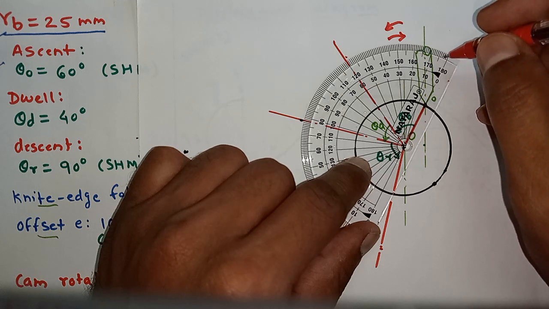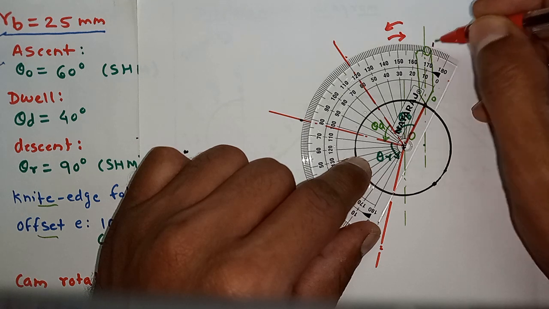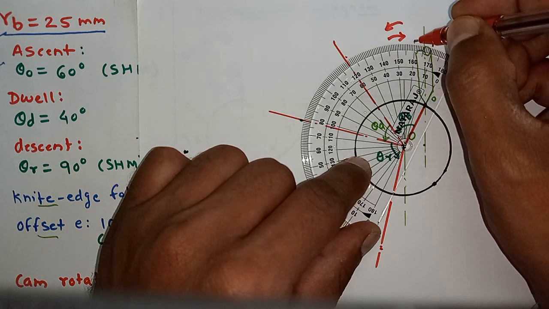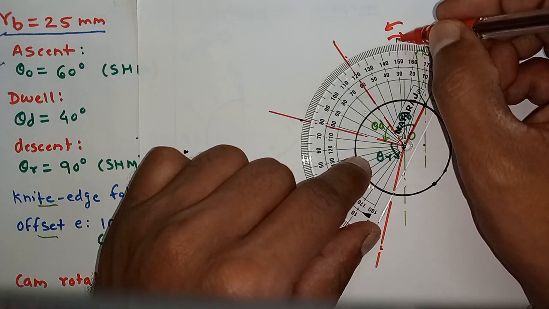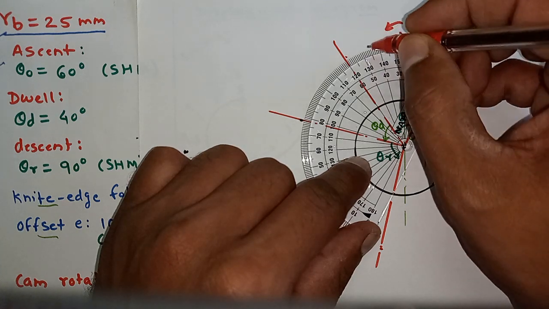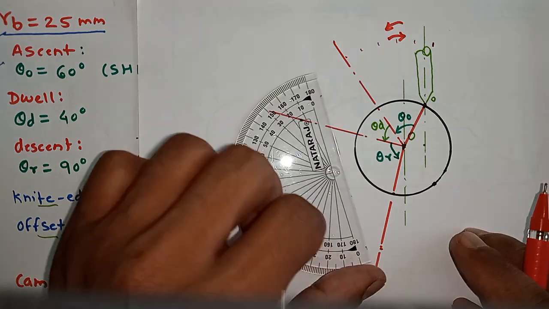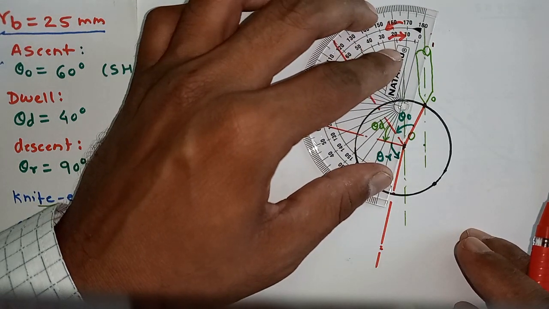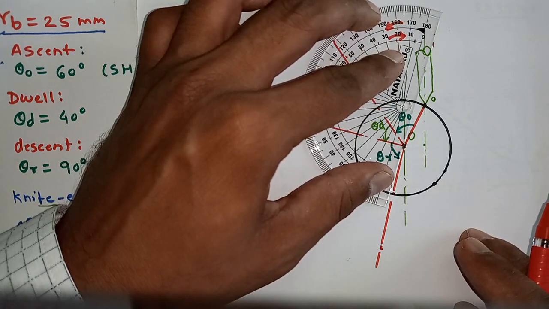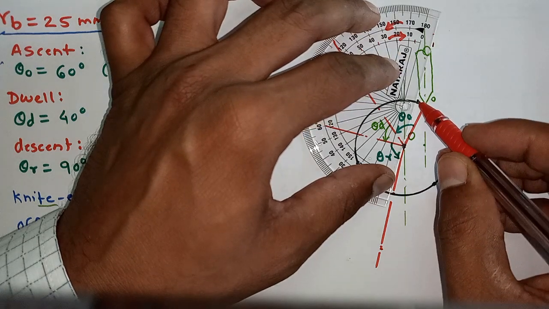So first 10, 20, 30, 40, 50 and 60. I have to mark the divisions on the prime circle or base circle.